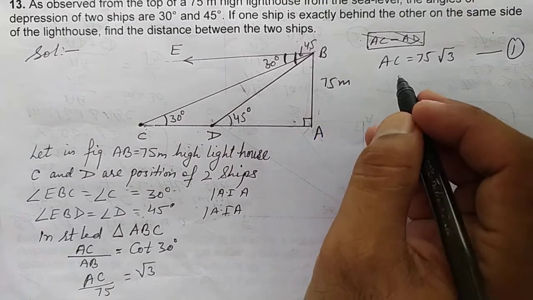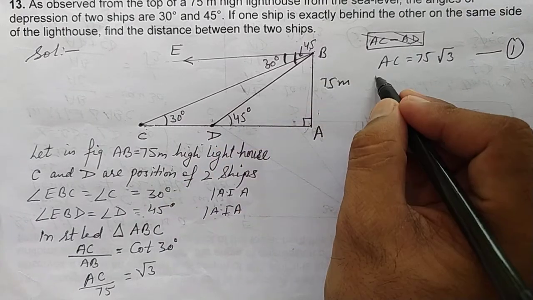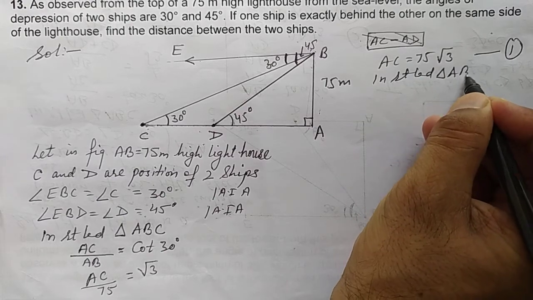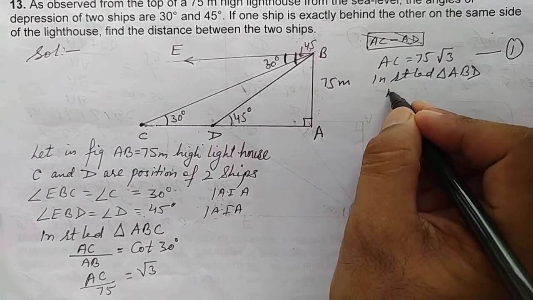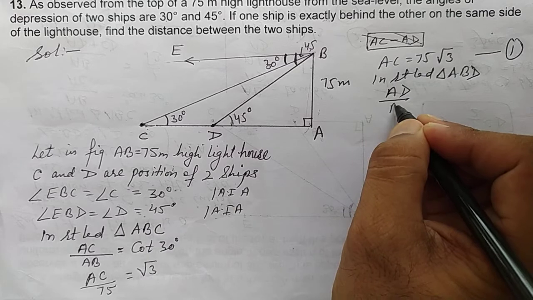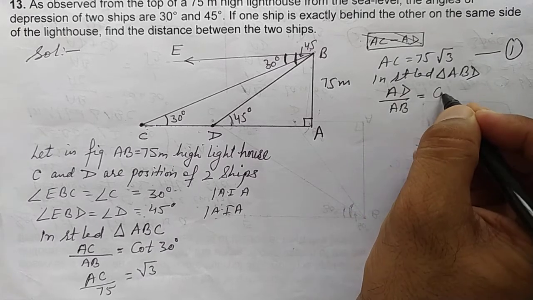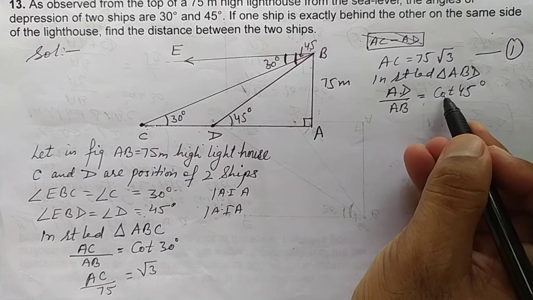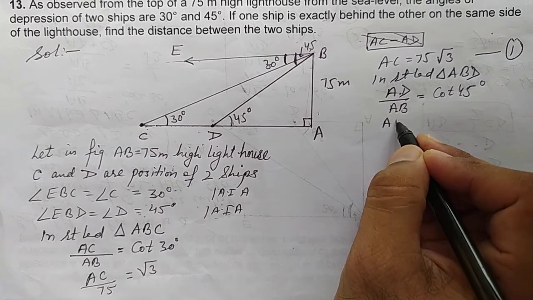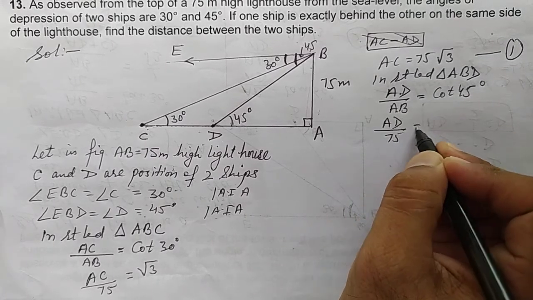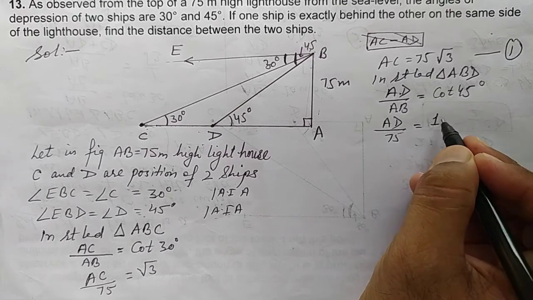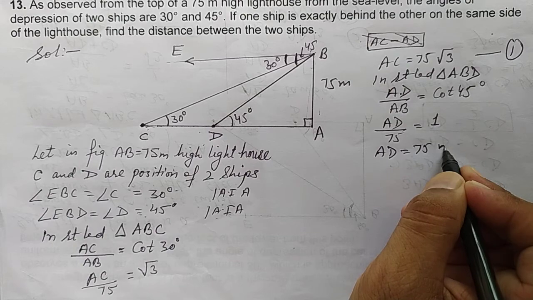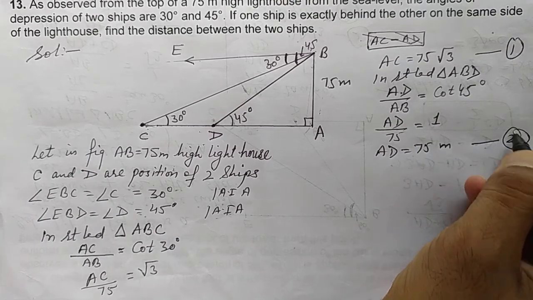So in right angled triangle ABD now, we have to find out AD. So AD over AB is equal to cot 45. Okay. So base over perpendicular, that is cot 45, and AD over 75 is equal to cot 45, which is 1, that we know. So AD is 75 meter. Okay, so this is equation number 2.